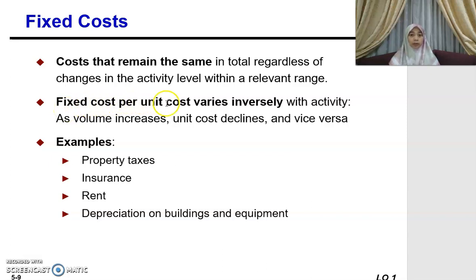So fixed cost per unit. For a fixed cost per unit, it varies inversely with the activity. As volume increases, unit cost declines and vice versa. Examples of fixed costs are property taxes, insurance, rent, and depreciation on buildings and equipment. All these are examples of fixed costs.